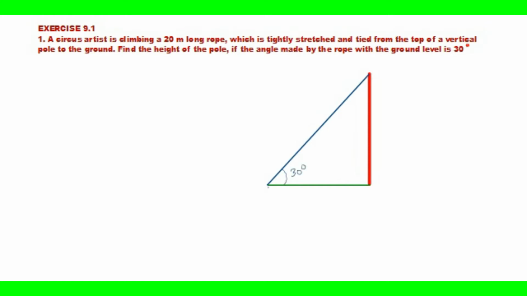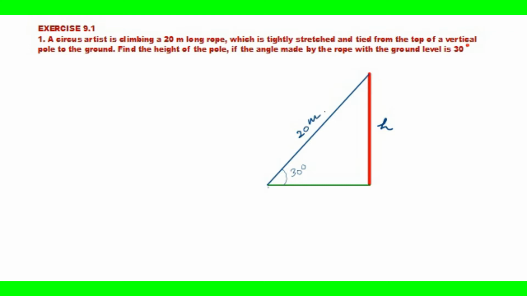Now the question is, find the height of the pole. So this height you have to find, and the angle made by the rope is 30 degree. You have to find only the height of the pole, which is tied with the rope from the vertical pole to the ground. And 20 meter is given as the length of the rope. So this is your 20 meter given.